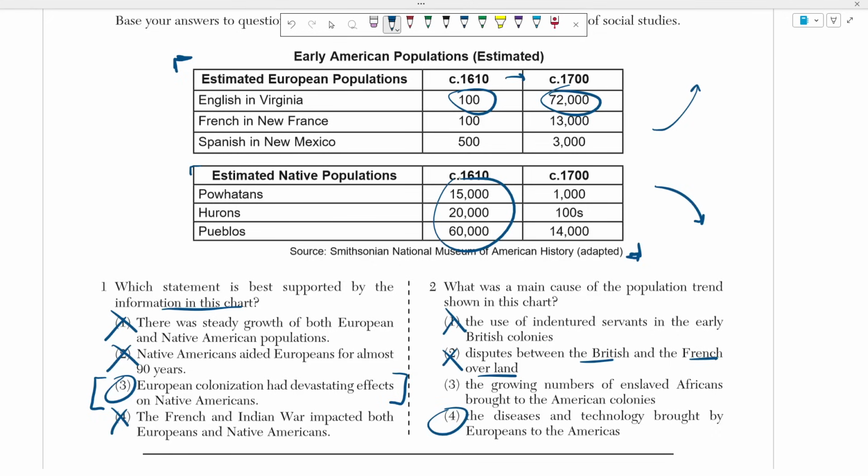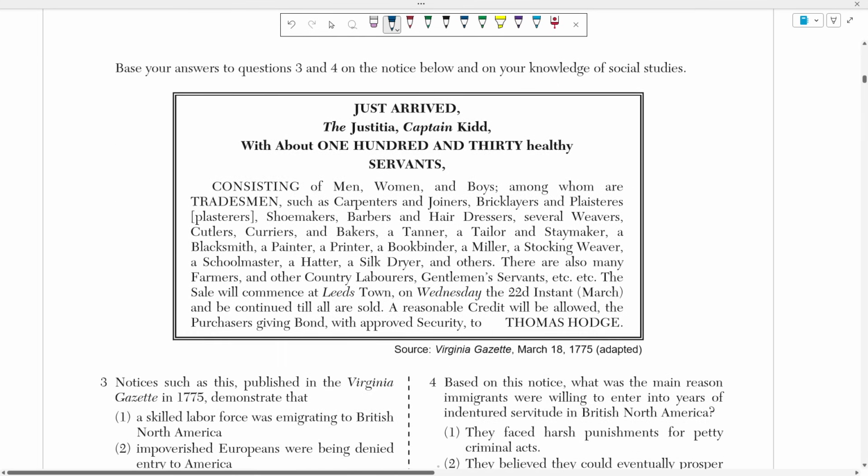Additionally, that wouldn't kill most of the Native American populations off. Sure, some Native American populations were involved in territorial disputes, but territorial disputes alone were not enough to bring their population this far down, right? That had to have been diseases and technological differences. And certainly 3, the growing number of African Americans brought to the colonies had nothing to do with this change either. Moving on to number 3 and 4.